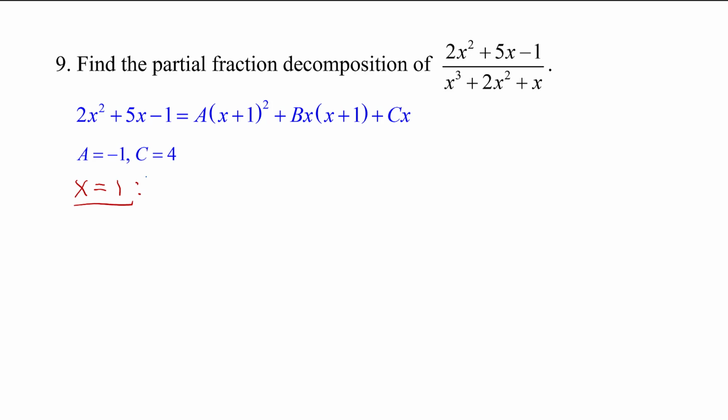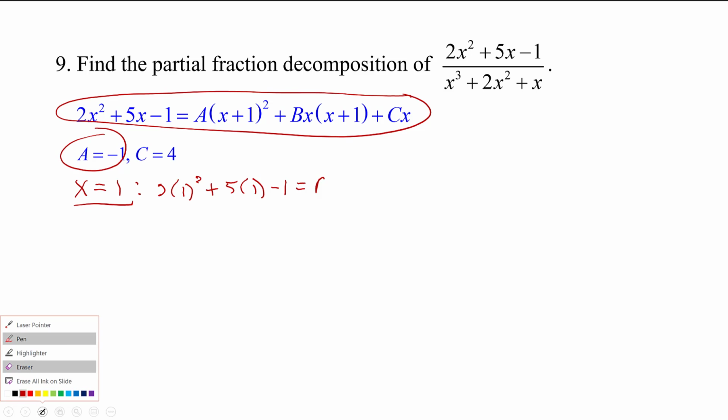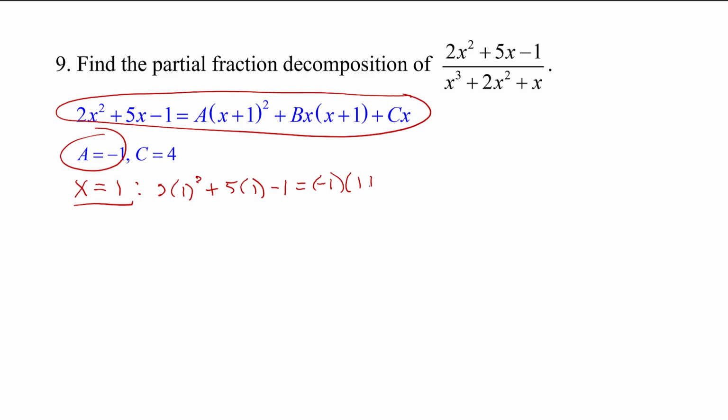If we let x equal 1, then I'm going to rewrite this whole equation, substituting 1 for x. I'd have 2 times 1 squared plus 5 times 1 minus 1 equals a. We know what a is, so I'm going to substitute in negative 1 for a times x, which is 1, so 1 plus 1 squared, plus, I'm trying to find b here, so b times x, which is 1, times 1 plus 1, and then plus c. Well, I know that c is 4, so plus 4 times x, which here is 1.